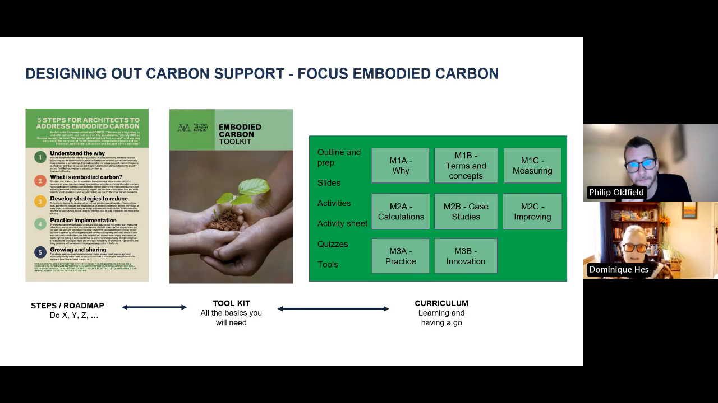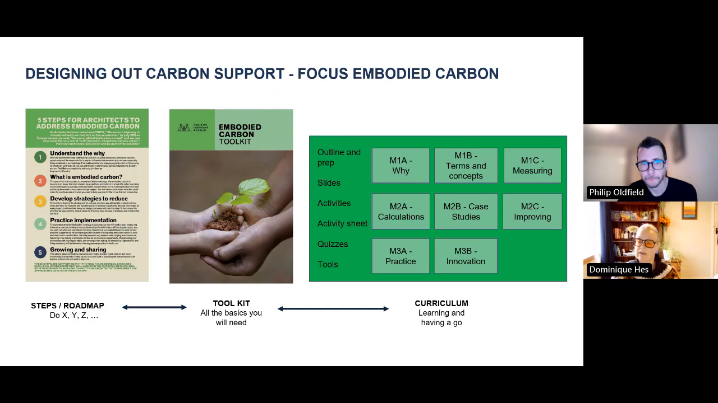So going back to the AIA embodied carbon course, the intention of this course is to produce a foundational understanding of what it is, why it is important, the terms and concepts, how you measure it, how it's calculated, talk about some best practice case studies, how you improve it, and what it means in your day-to-day practice. The last module is around innovation. So that's how it was designed, and currently this is how it looks within the AIA system. As part of joining that course, you do need to sign in, and if you're an AIA member, then you can get your CPD points as part of that.